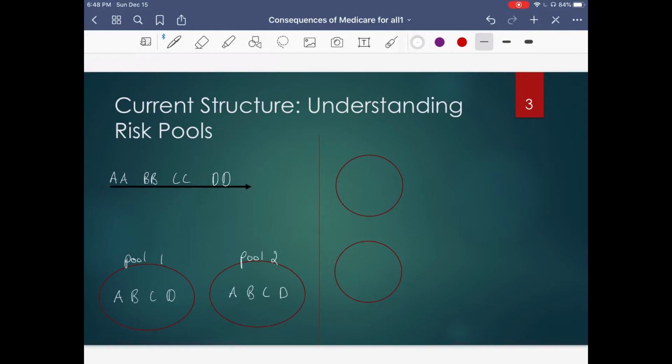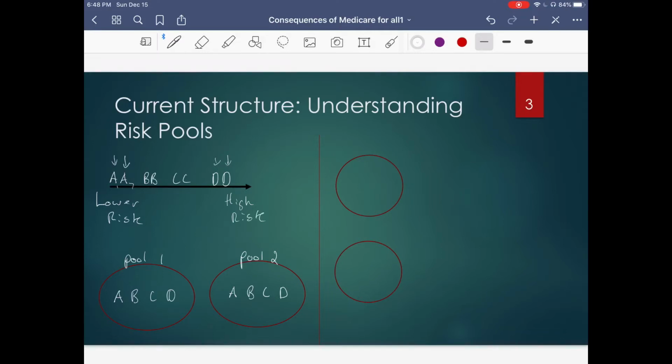So here we have a spectrum of individuals. Individual A, this would be two individuals, so A1, A2. These would be lower risk individuals up to D1 and D2, which would be the most high risk individuals.